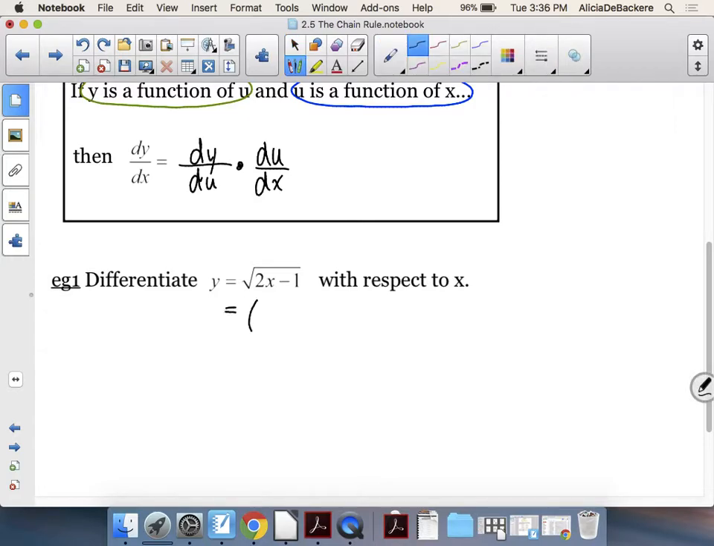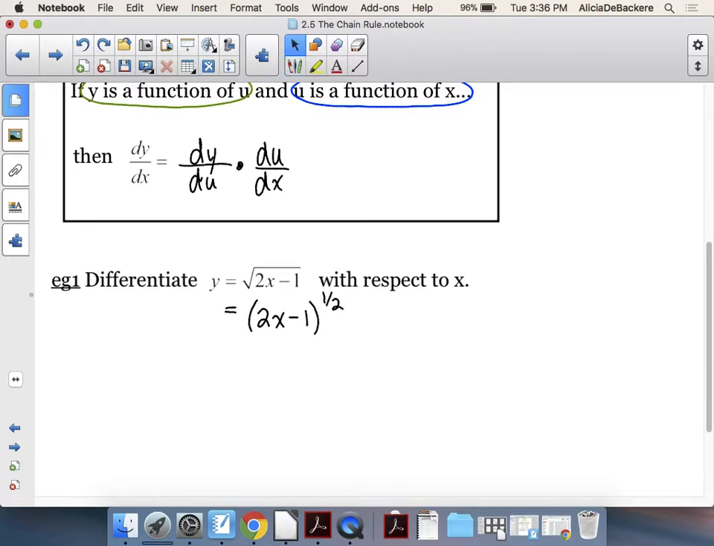Don't forget that I can rewrite that as 2x minus 1 to the power of a half. So here, the baby on the inside is 2x minus 1, and the mother on the outside is the power function with the exponent 1/2. So I can take the derivative of this function, and we've already been doing this with our power rules, but just remember it's going to become a little bit more complicated when I have some trig functions or exponential functions or logarithmic functions that I'm also taking the derivatives of.